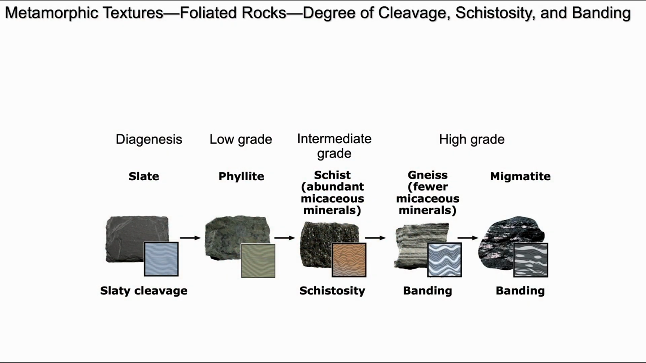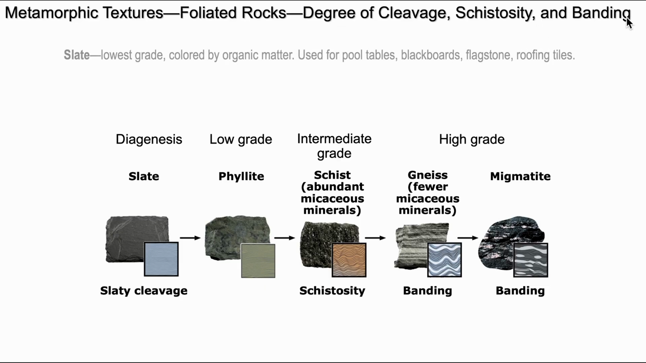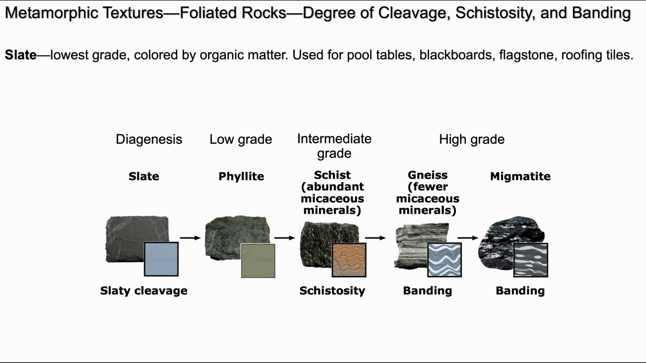So taking a look at these foliated rocks, foliated rocks are one branch of metamorphic rocks. Non-foliated rocks are the other. We'll cover foliated first here. Foliated rocks are defined by the degree of cleavage, the degree of schistosity, and the banding. So again, slate is the lowest grade metamorphic rock, generally colored by organic matter. Lots of organic matter means dark slate. They're used for pool tables, blackboards, flagstone, and roofing tiles traditionally.